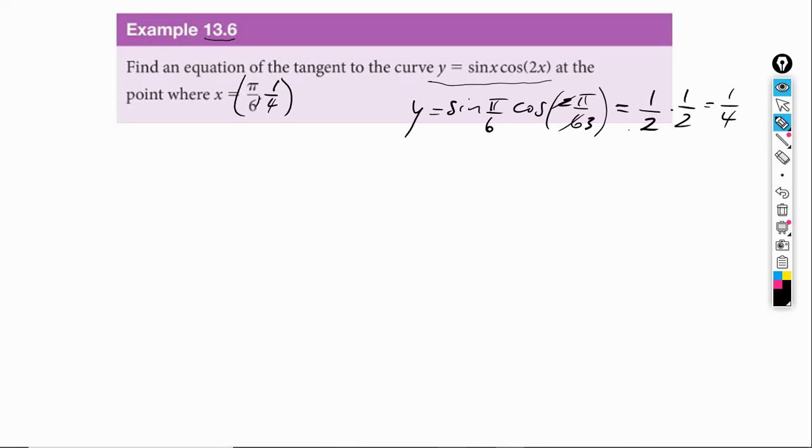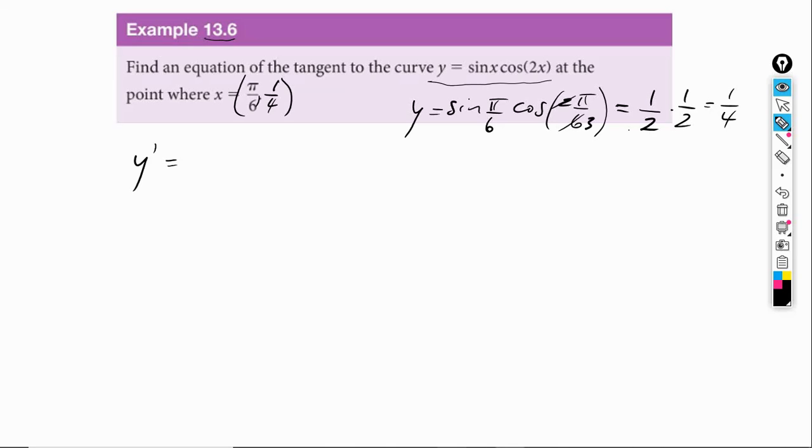Very well. Now I need to find the slope of the tangent. And remember that the slope is always going to be given by the derivative. So I need to find the derivative. All right, so let's start with that. Notice that we have to apply a couple rules here. We have to apply the product rule, but also the chain rule. So let's take a look.